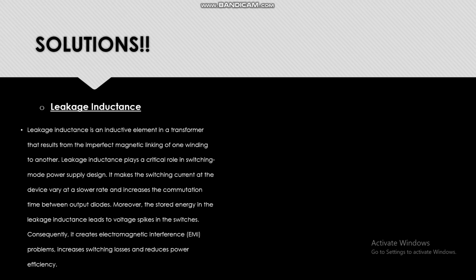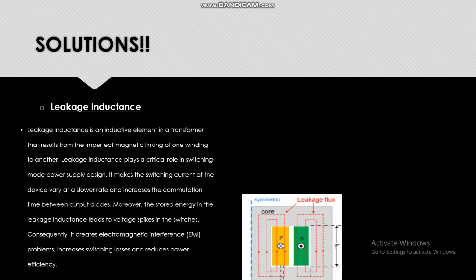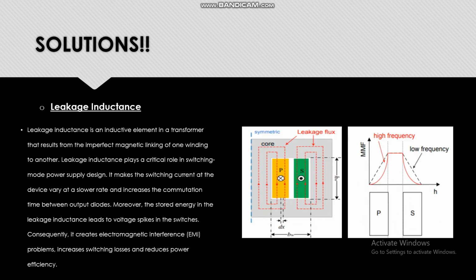Leakage inductance. Leakage inductance is an inductive element in a transformer that results from the imperfect magnetic linking of one winding to another. Leakage inductance plays a critical role in switching mode power supply design. It makes the switching current at the device vary at a slower rate and increases the commutation time between output diodes. Moreover, the stored energy in the leakage inductance leads to voltage spikes in the switches. Consequently, it creates electromagnetic interference problems, increases switching losses, and reduces power efficiency.